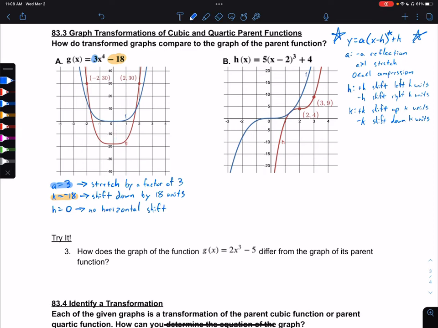Let's look at part B. So in part B, we have an a value of 5. Right, this 5 here is in place of a. So a is equal to 5. We do have an h value, and we do have a k value. K is 4, so that's pretty easy. And then h is going to be a value of 2.